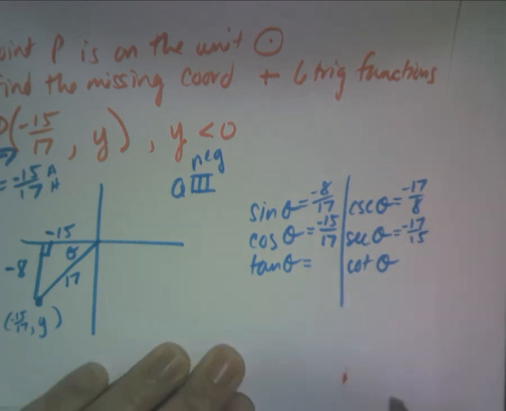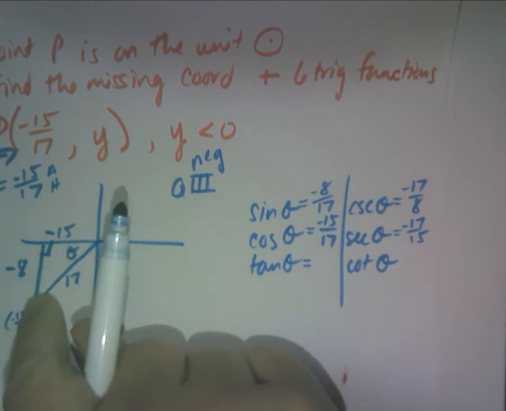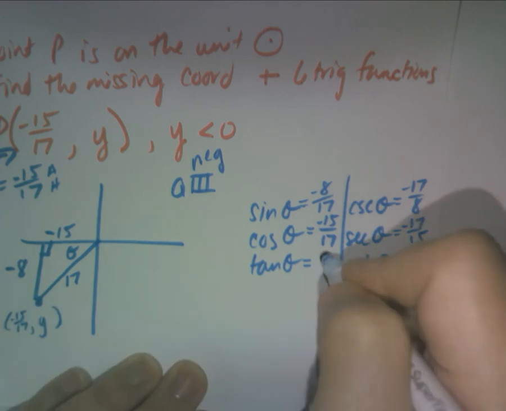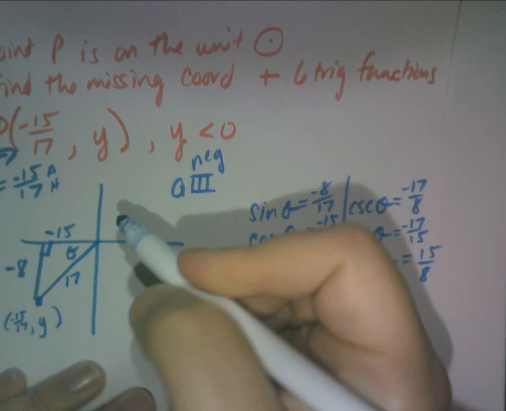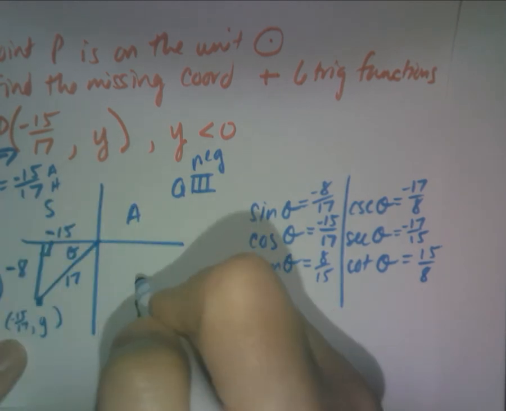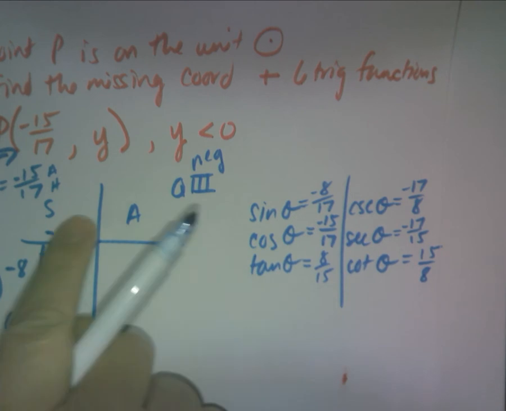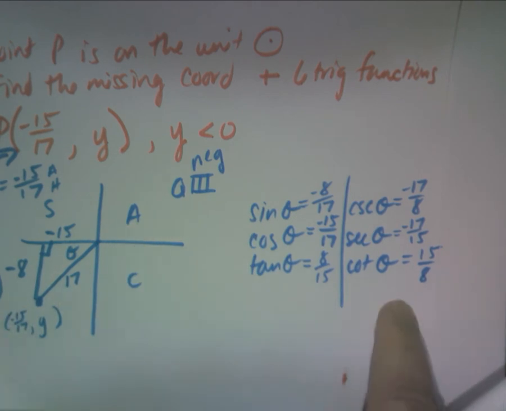Okay? And now what's your tan? Tan is what over what? 8 over 15. Opposite over adjacent. And cotangent would be 15 over 8. And again, according to All Students Take Calculus, tangent should be positive. And isn't that what we got out? Okay. One more thing though, what was my y value?